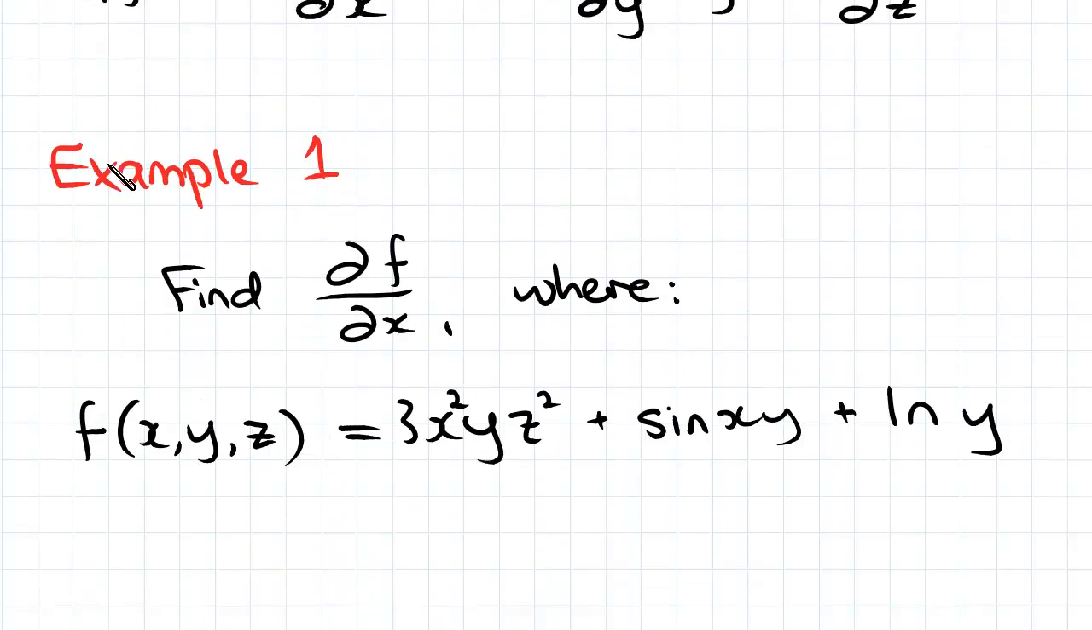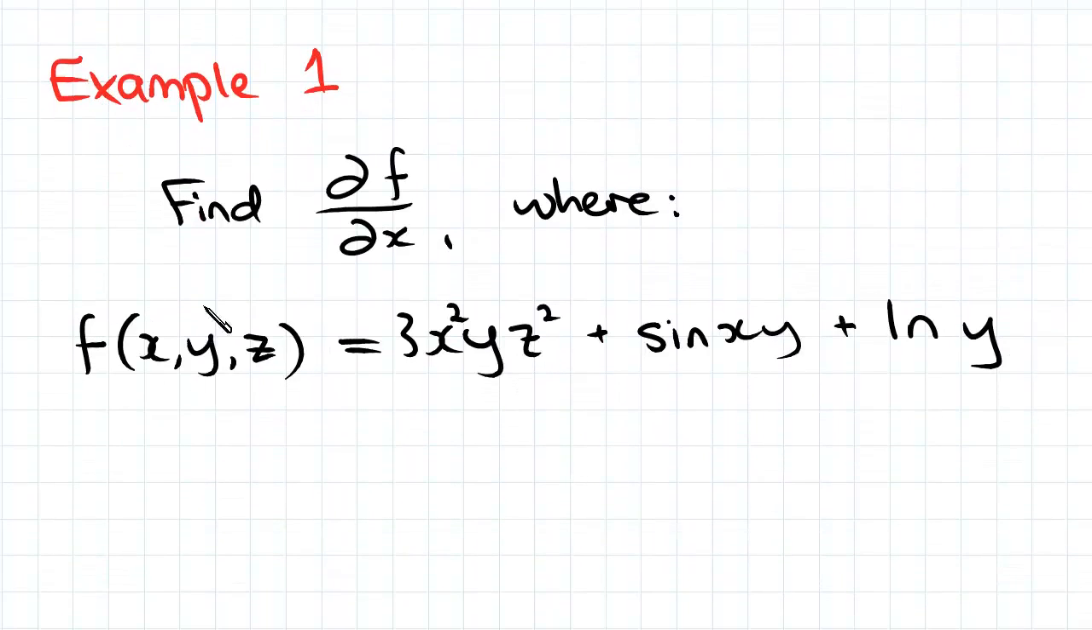So for our first example, we've been given the function which is in terms of three variables x, y, z, and we've been asked to find the partial derivative in terms of x. So we're treating x as variable and everything else as constants. x squared derives to 2x, so we've got 6xyz squared. For sin xy, y is a constant, so that will be y cos xy.